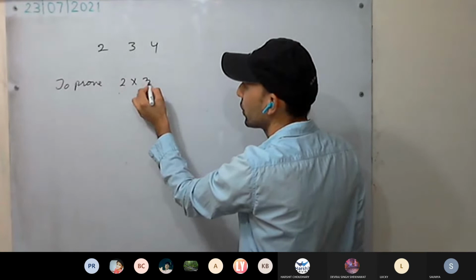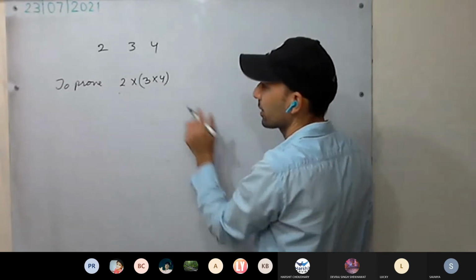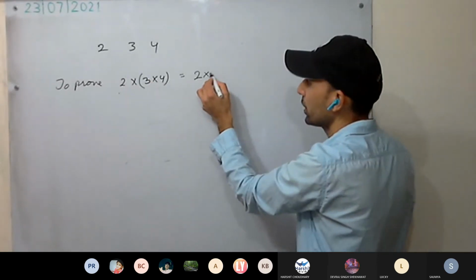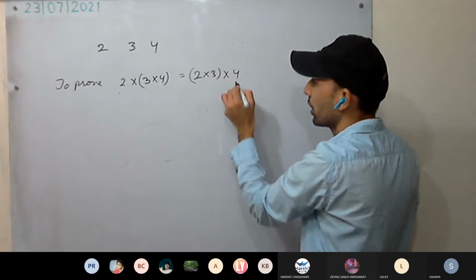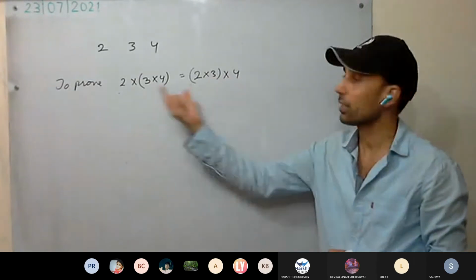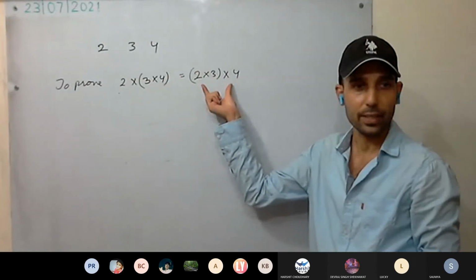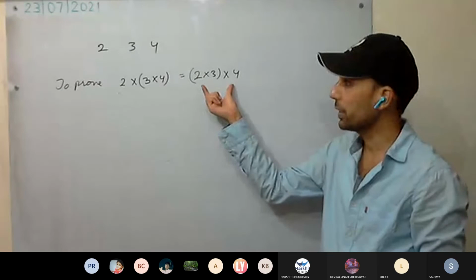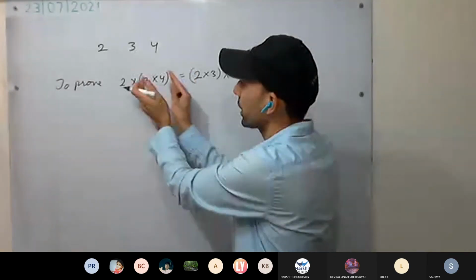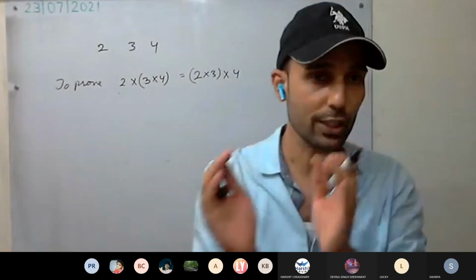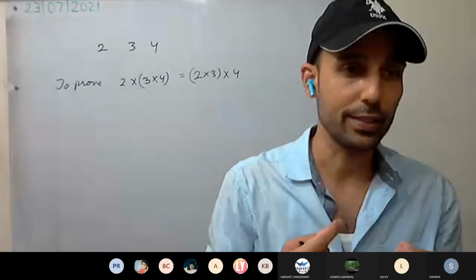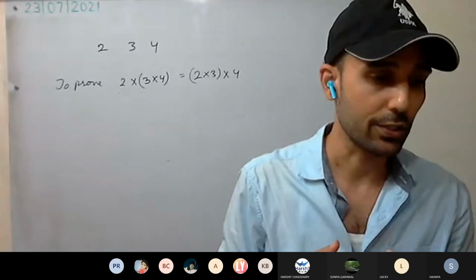On multiplication, it means 2 into 3 into 4 once do it like this, and then 2 into 3 into 4 another way. We have to prove that the value of this is equal to this one. Associative means we are forming association. Whatever kind of association we form, the answer is going to be same in multiplication.